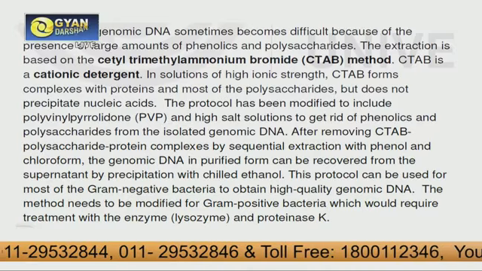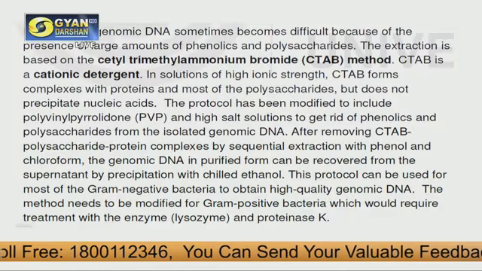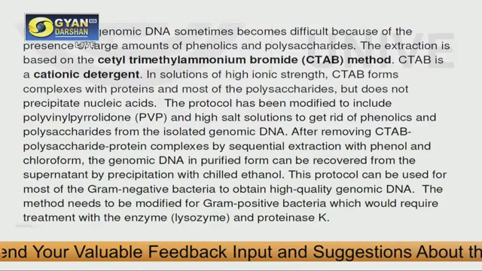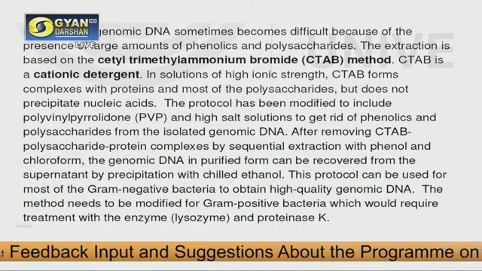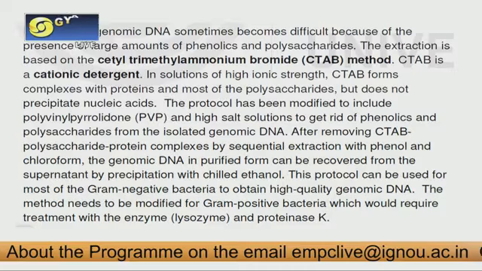And sometimes what we do is we add another agent called polyvinyl pyrrolidone, that is PVP, and high salt solution to get rid of phenolics and polysaccharides from the isolated genomic DNA, particularly when you are isolating genomic DNA from plant tissue. Okay, because in plants you have a lot of polysaccharide, you have the accumulated starch, then you also have the different secondary metabolites like phenolics, which interfere with the quality of the genomic DNA. So these need to be removed. For all these purposes, you use this PVP, that is polyvinyl pyrrolidone.